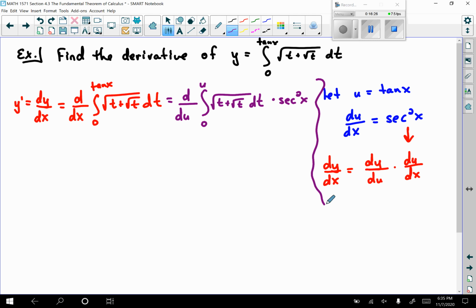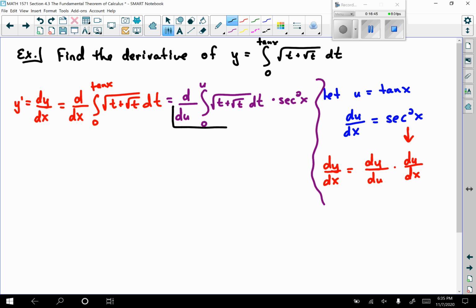Just to separate that. I know this looks a little strange, but this right here is all my dy over dx, which is equal to dy over du times my du over dx, which is secant squared x.